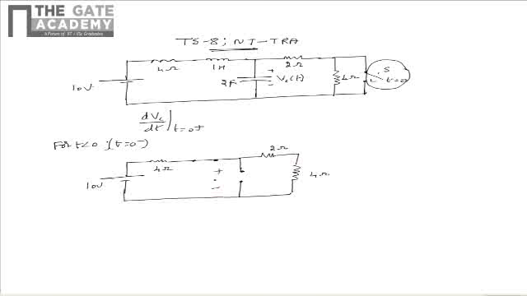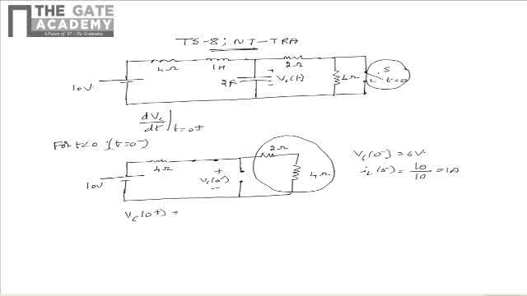So from this we can say that Vc of 0 minus is equal to the drop across the 6 ohm resistor, and it can be written as 6 volts, and IL of 0 minus is equal to 10 divided by 10, that is 1 ampere. We know that Vc of 0 plus is equal to Vc of 0 minus is equal to 6 volts. We also know that IL of 0 plus is equal to IL of 0 minus is equal to 1 ampere.